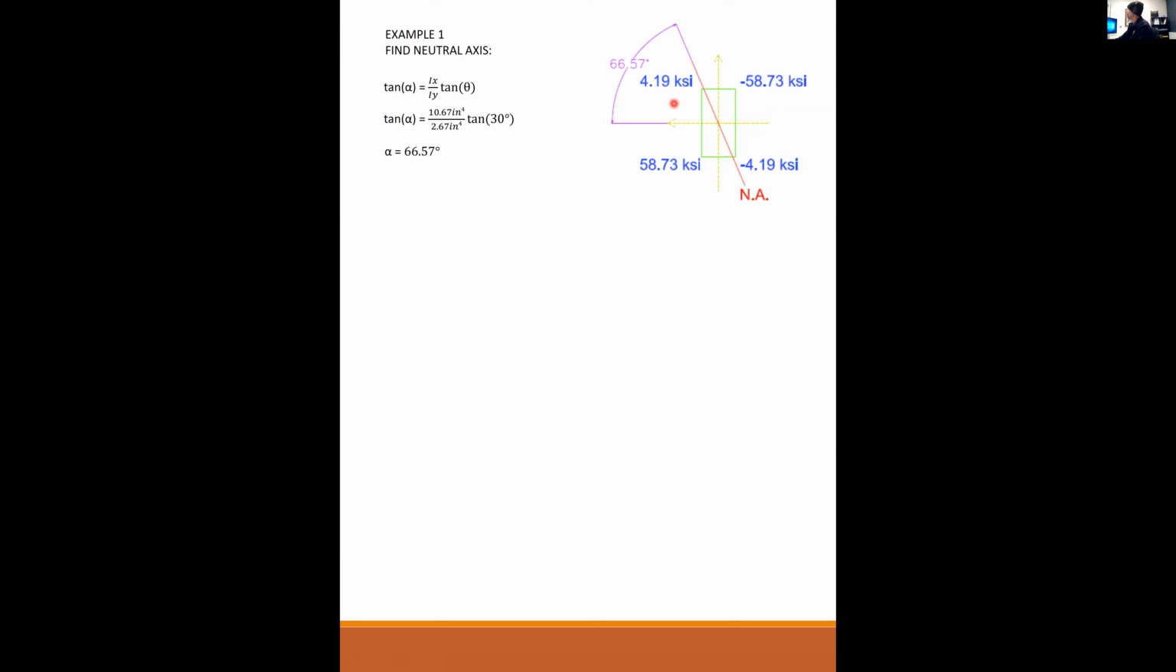Okay, and you can see I drew this to scale, so you can see that the distance from 0 way out to here is almost minus 60, but the distance from 0 to this corner is very, very short. That's why this is only 4 ksi, basically. The further away from the neutral axis you get, the higher your stresses will be. And then this is drawn to scale.